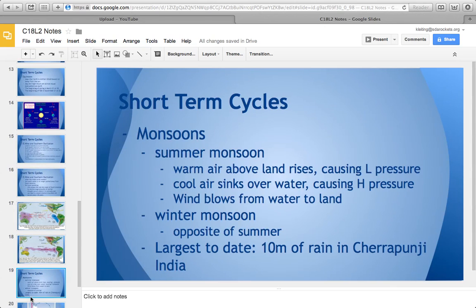Monsoons. A summer monsoon is when warm air above land rises, causing low pressure. Cool air sinks over water, causing high pressure. Wind blows from water to land. This is almost like a sea breeze. Winter monsoons is the opposite. So a winter monsoon looks a lot like a land breeze. The largest to date is 10 meters of rain in Cherrapunji, India.